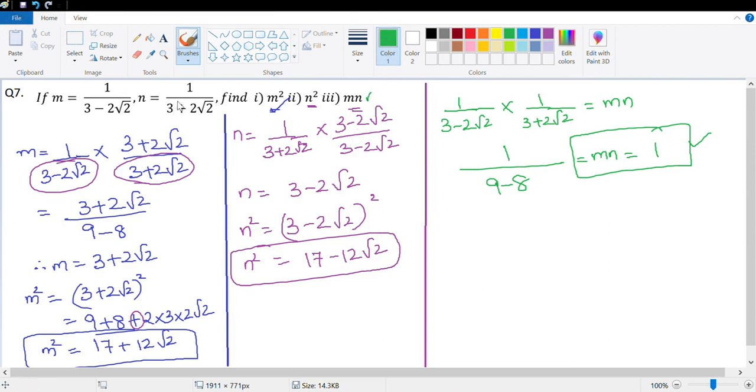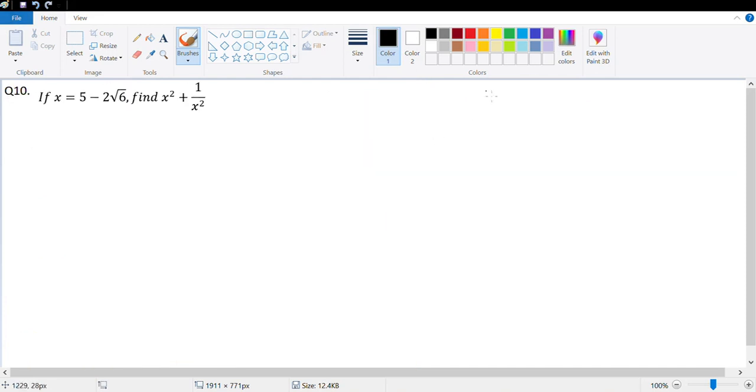Let's go ahead and look at the next homework question. The next question was question number 10. It says, if x is equal to 5 minus 2 root 6, find x square plus 1 upon x square. So let's first find what is 1 upon x. So 1 upon x would be equal to 1 upon 5 minus 2 root 6.